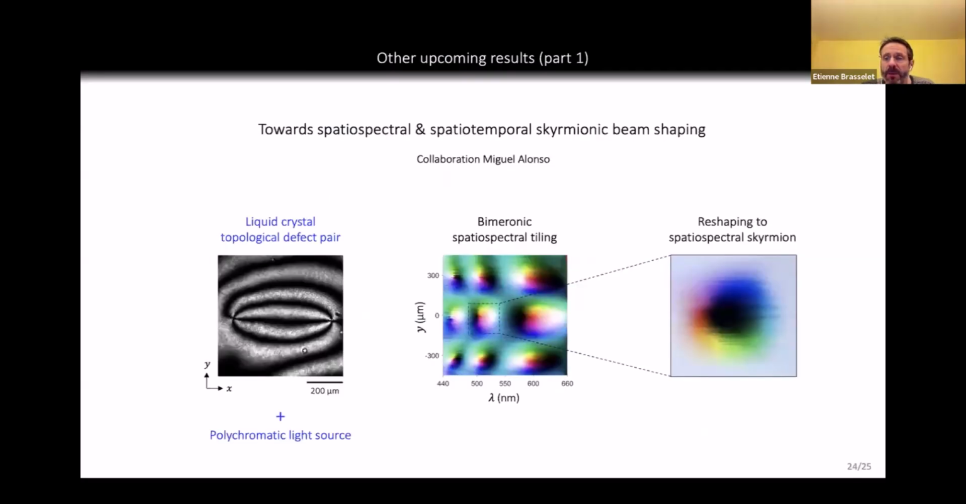And this leads me to the conclusion, where I would like to share two upcoming results related to advanced beam shaping. Here, embarking spatiospectral or spatiotemporal beam shaping using other kinds of liquid crystal textures. Here, a pair of topological defects is shown to lead to Skyrmionic tiling in the spatial plane of parameters. This work is being done in collaboration with Miguel Alonso.